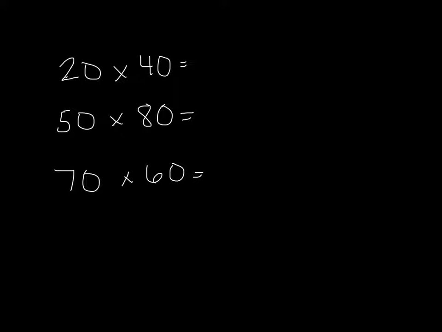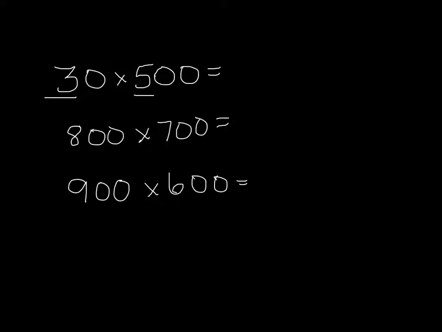20 times 40 is 800. 50 times 80 is 4,000. And 70 times 60 is 4,200. Here comes your final set of problems. Please erase your board and be ready to go.